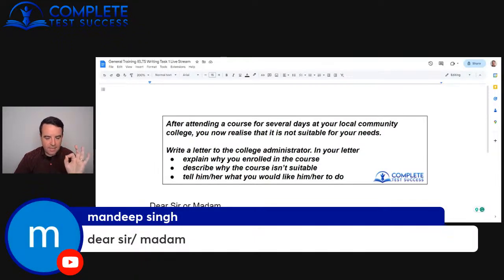Mandeep, "dear sir or madam," good, but there are actually 1, 2, 3, 4, 5 mistakes in this response. Dear, sir and madam should all be capitalized. They should be capital letters. There should be no space after the slash, and there should be a comma at the end of your dear sir or madam. So the correct language, but 5 punctuation mistakes. So Mandeep, that's going to be something you need to work on.